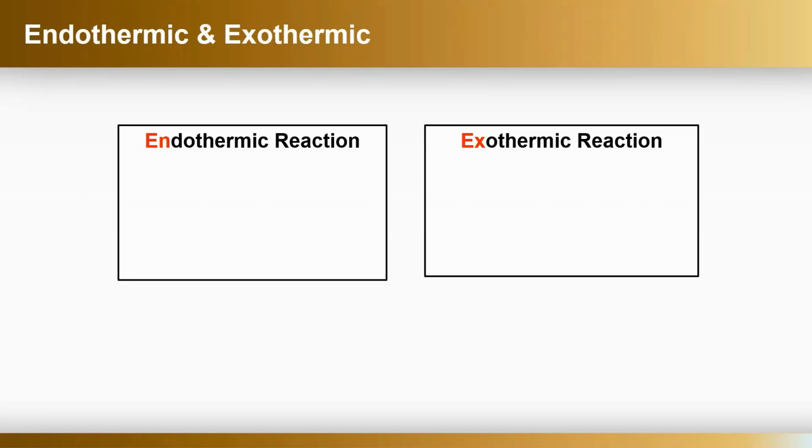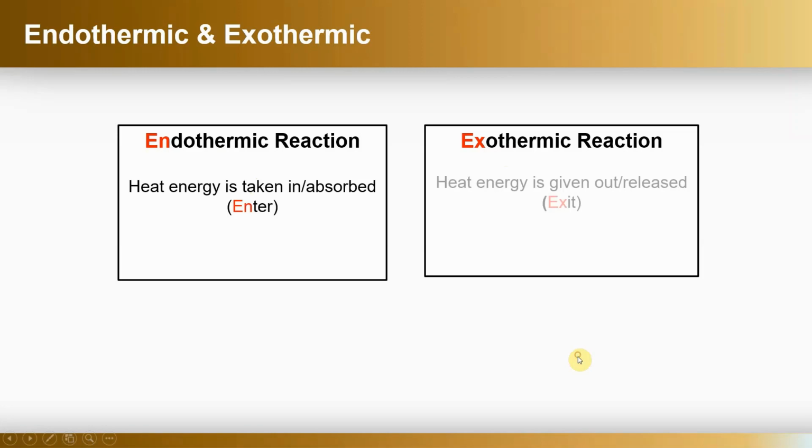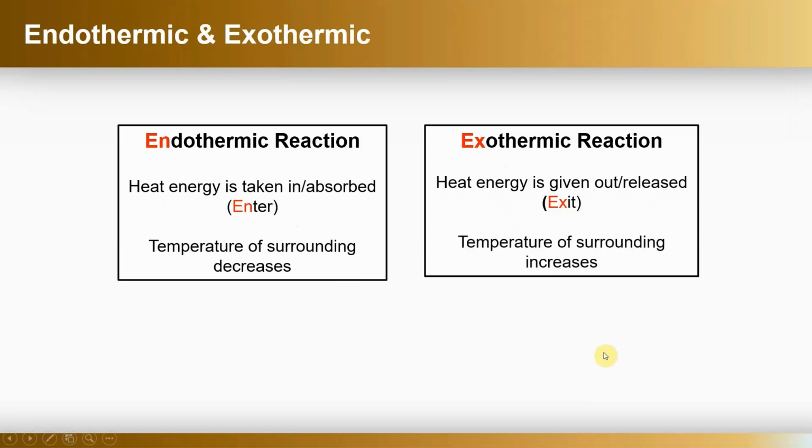Just to help you remember easily, endothermic, you can remember it as heat enters the system. So heat energy is taken in or absorbed. Exothermic, heat energy is given out or released. That's how you can remember. And when heat energy is absorbed, the temperature of the surrounding decreases. And when heat energy is released, the temperature of the surrounding increases.